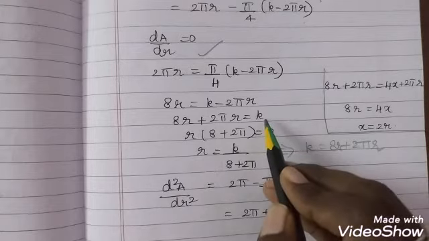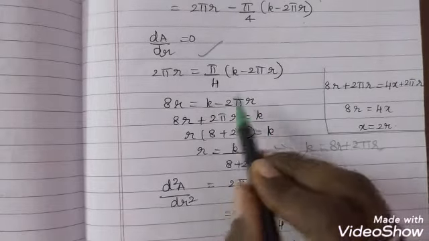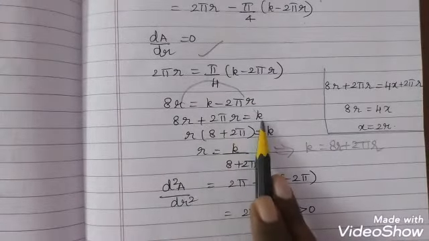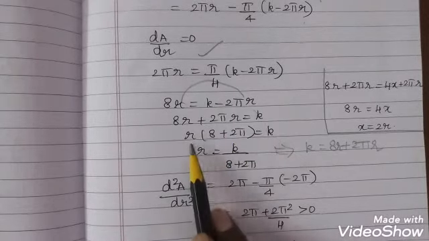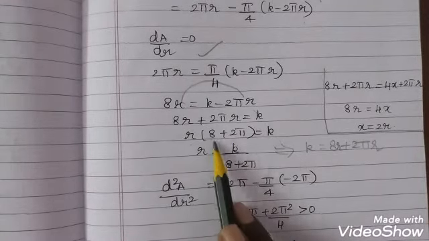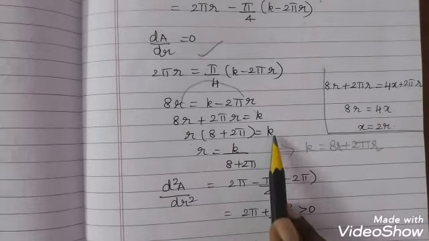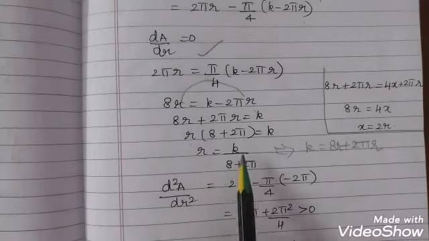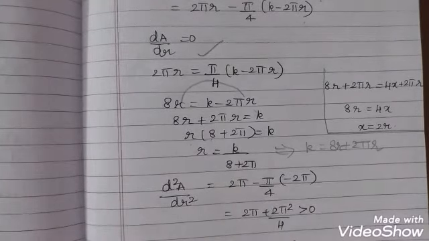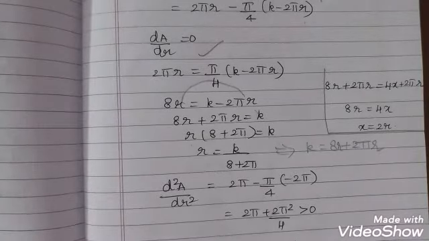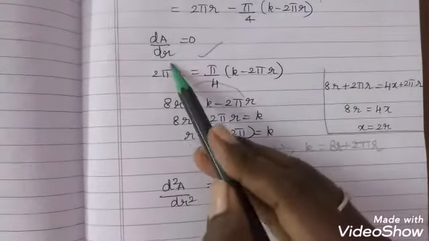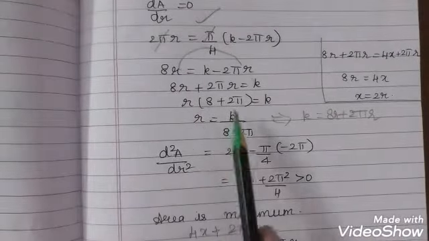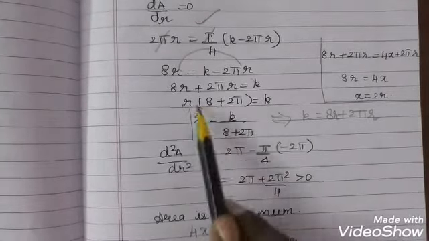Now taking it to the other side, what will happen here actually? This k alone is there. When I bring this here, you will be left with 8r plus 2 pi r is equal to k. When I take r outside, you are left with 8 plus 2 pi, which is equal to k. So what is your r equal to here? Your r is nothing but k divided by 8 plus 2 pi. Of course, here if you see, this pi and pi get cancelled. That's why you get it as 8r here. Got it? So r is equal to k by 8 plus 2 pi.